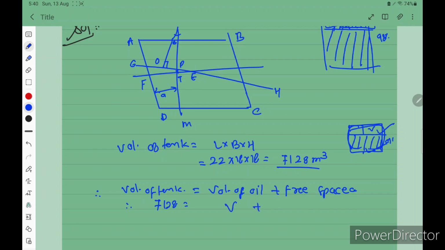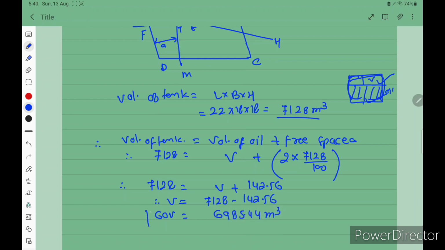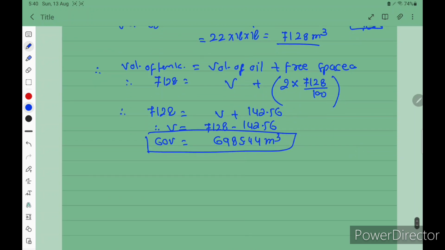Free space: they are saying 2% volume of the tank. Now 7128 is equal to V plus 142.56. So therefore V is equal to 7128 minus 142.56. We get the gross observed volume as 6985.44 meter cube. Okay, this is the gross observed volume.